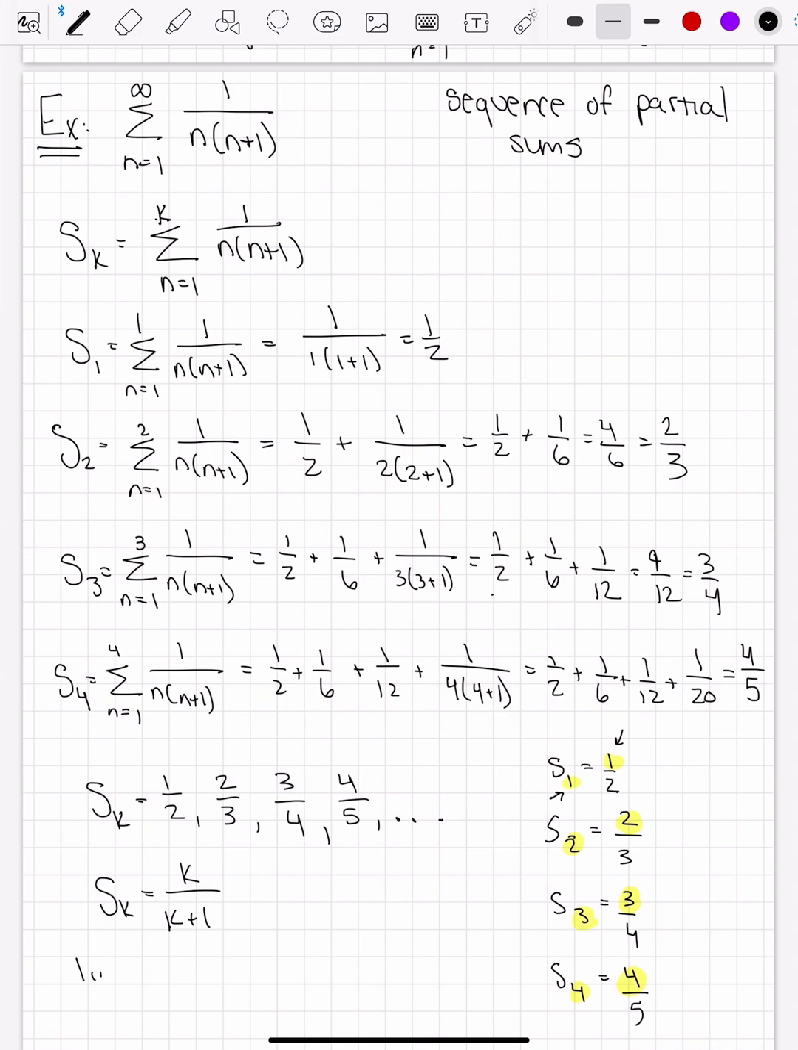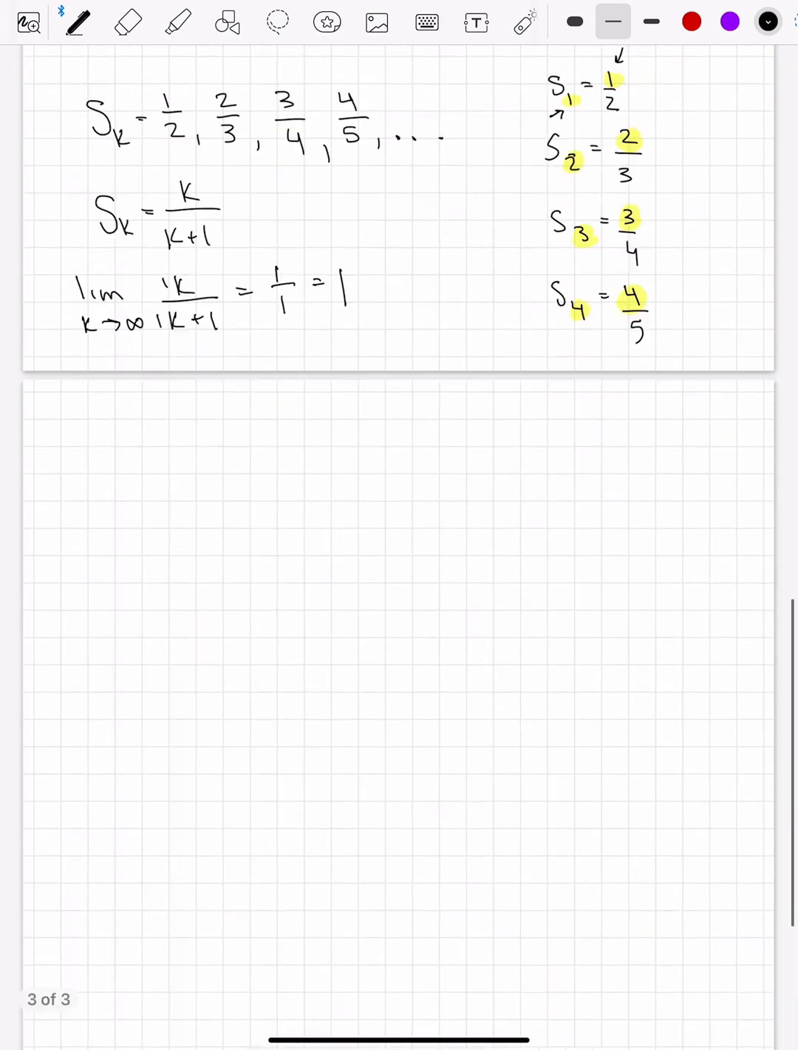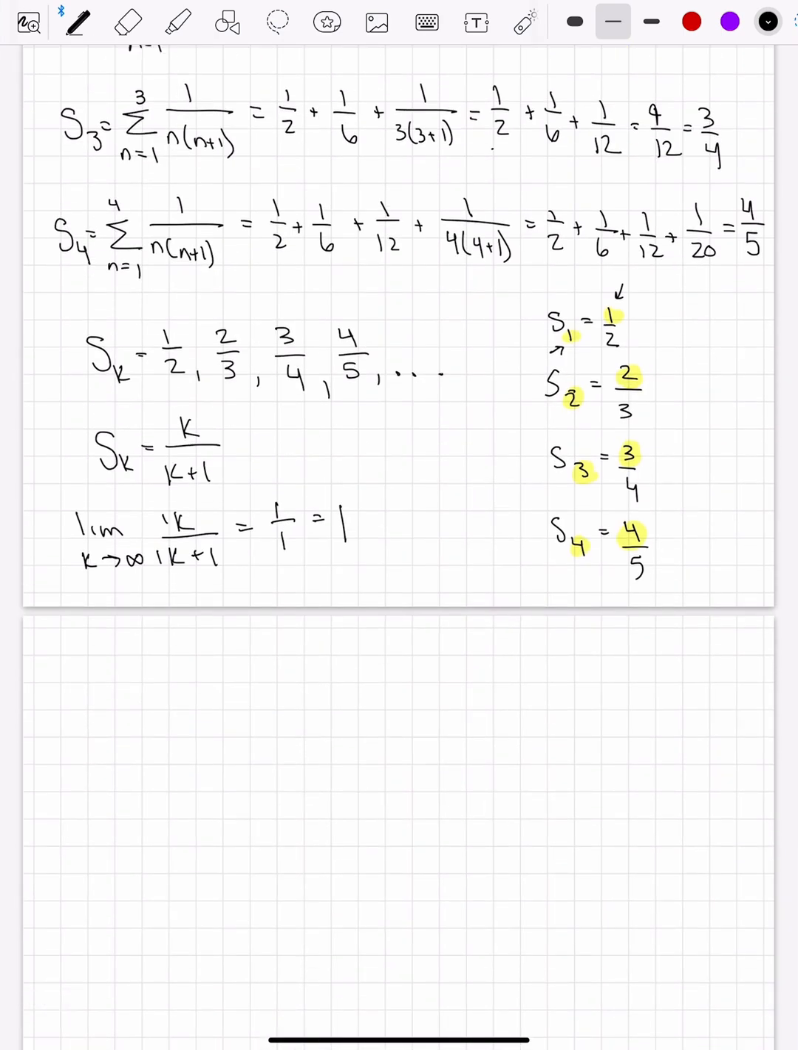And then remember, we want to take the limit of the sequence of partial sums. So if we take the limit of that, remember that if the power is the same, we can just use the coefficients of the variable. So here there's an imaginary 1, imaginary 1. So this is just 1 over 1, which is just 1. So that means that our series converges. And we know that its sum is equal to 1.